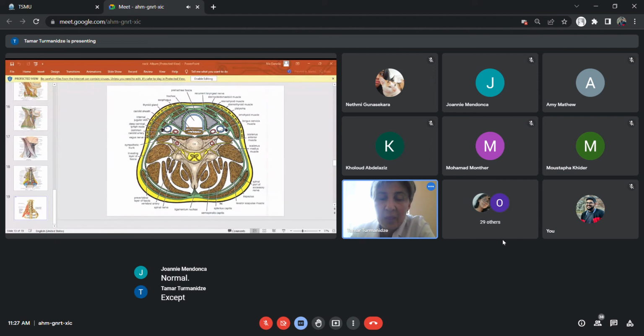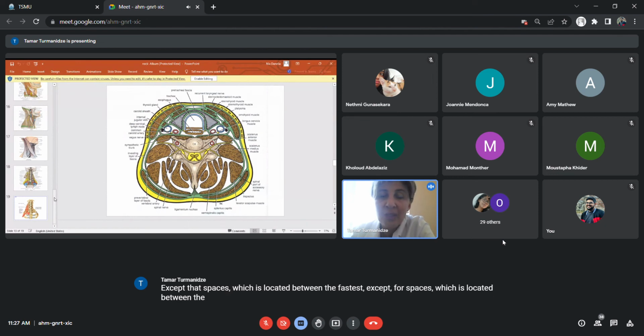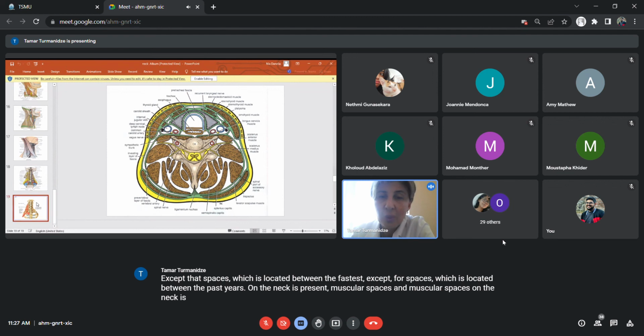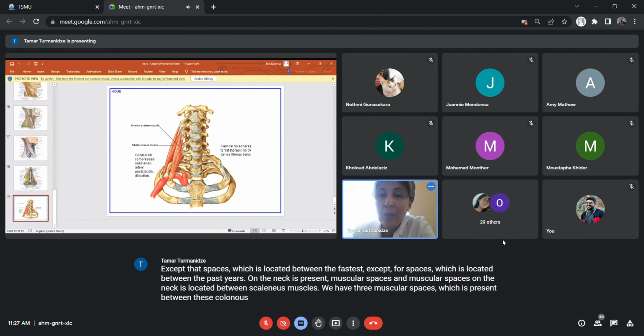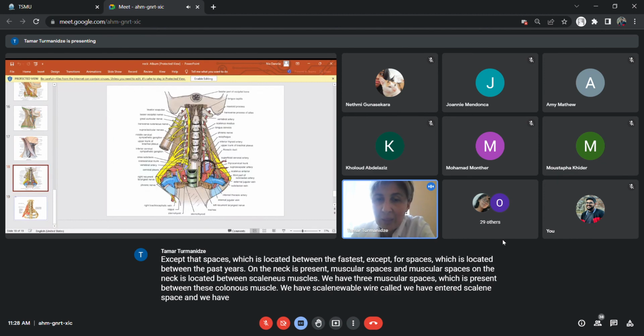Except fat spaces, which are located between the fasciae, on the neck are present muscular spaces. The muscular spaces on the neck are located between the scalenus muscles. We have three muscular spaces between these scalenus muscles. We have the scalenovertebral triangle, we have the interscalenus space, and we have the antescalenus space.